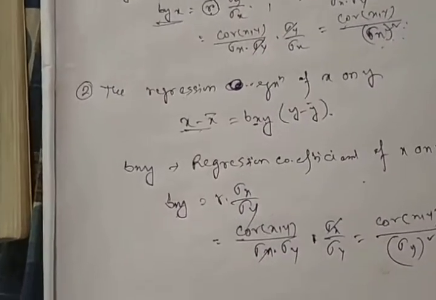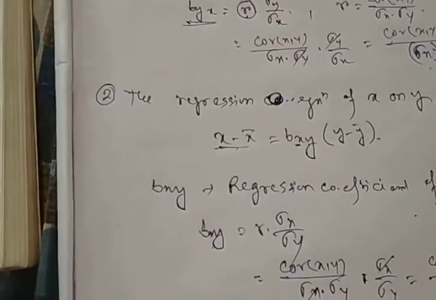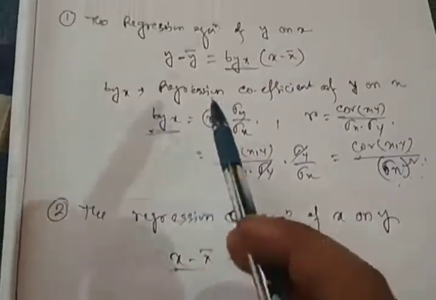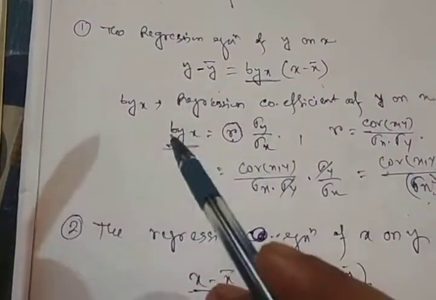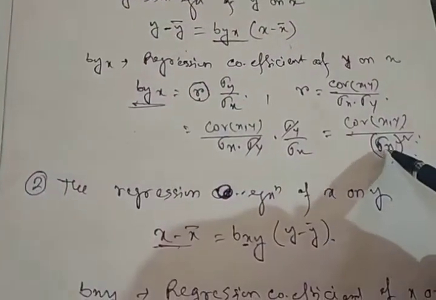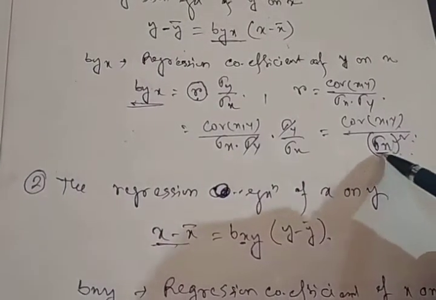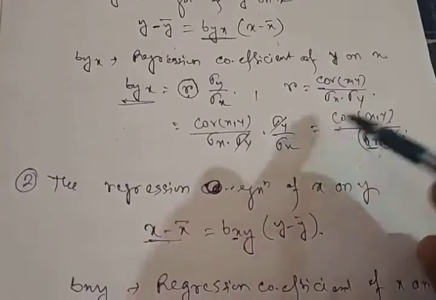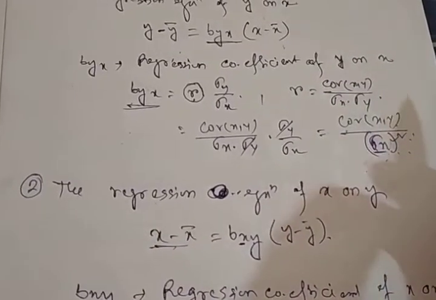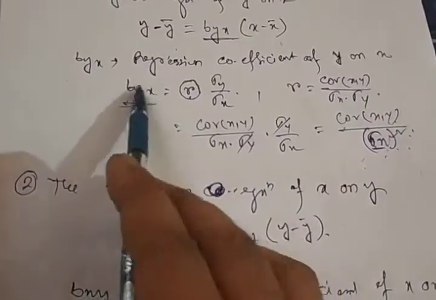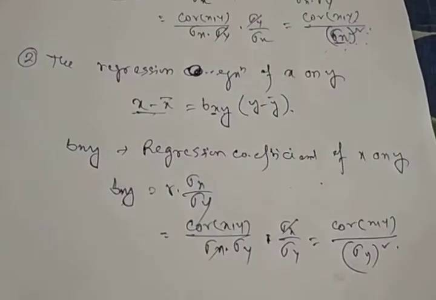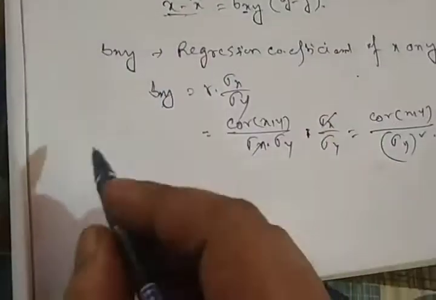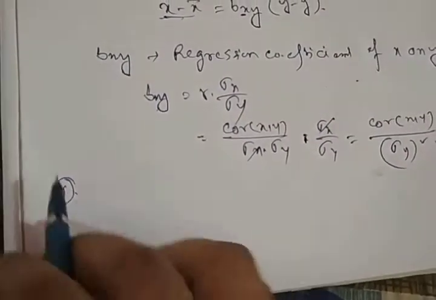So if the data of the given variables are given, then we can find x bar, y bar. Also we can find the variance of x, and we can also find the standard deviation of x and covariance of xy. So we can calculate byx. Now the calculation processes we all know from the previous classes.